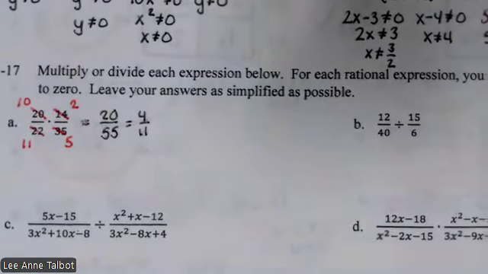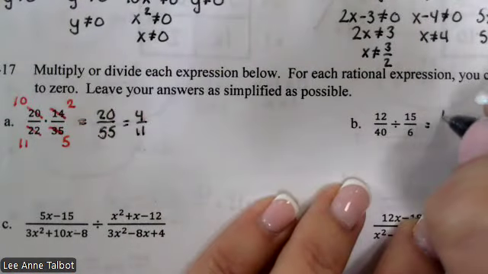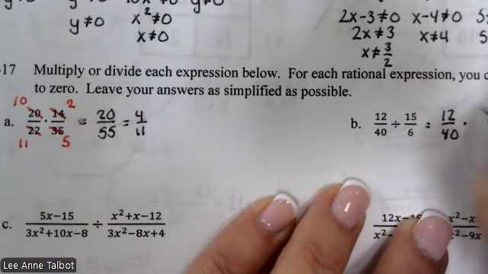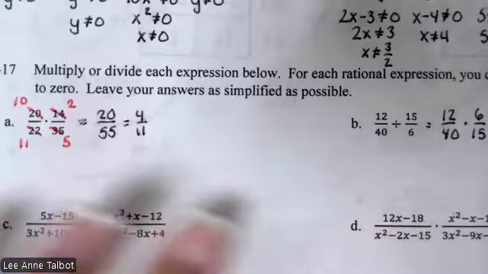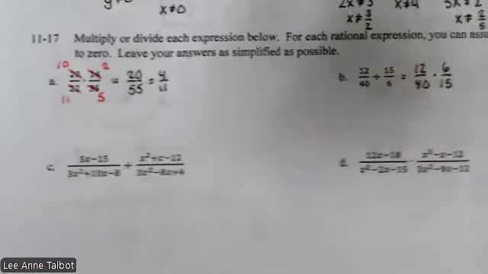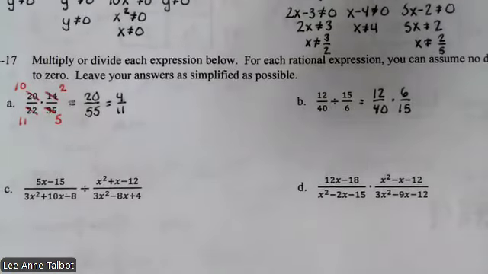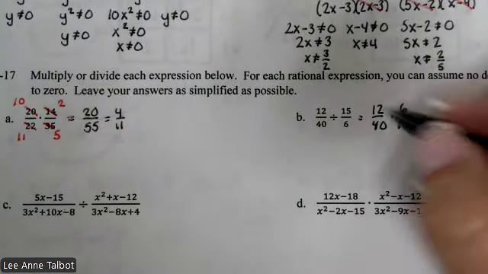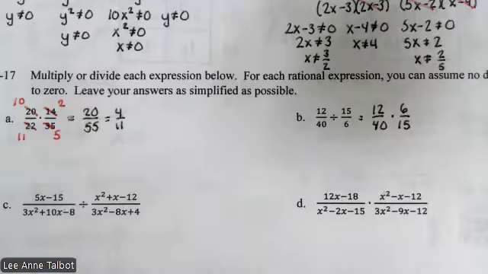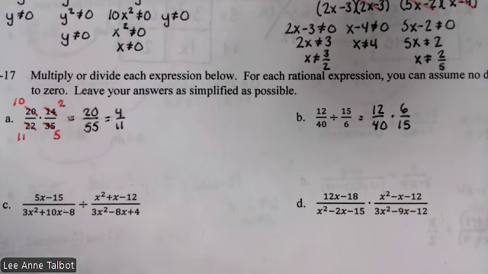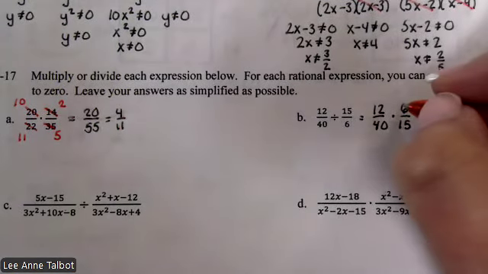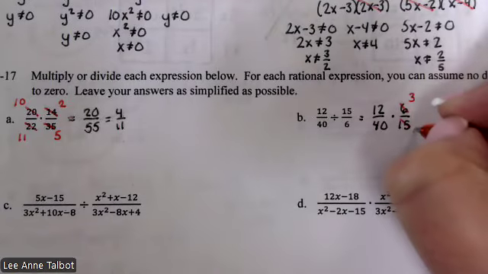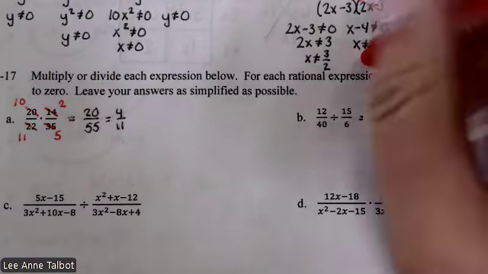Okay, now B. Keep, change, flip. Do you guys see that there's some like choose your own adventure here? Like you can reduce different stuff. So if we reduce, what do you want to do? 6 over 15 or 12 over 15 or 6 over 15? Okay. So that's going to be 3/5, 2/5, 2/5.